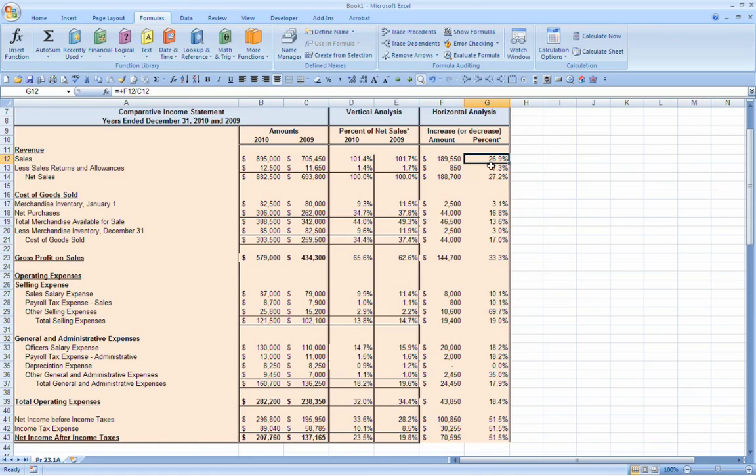Okay? So I have almost a 27% increase in gross sales, a 7% increase in returns and allowances, 27% increase in net sales. That's awesome. On a 27% increase in net sales, I only have a 17% increase in cost of goods sold. That means more dollars are going to gross profit and to the bottom line. If they were both the same, 27% and 27%, then I'd be breaking even. The fact that it's lower means I'm doing better. Okay?